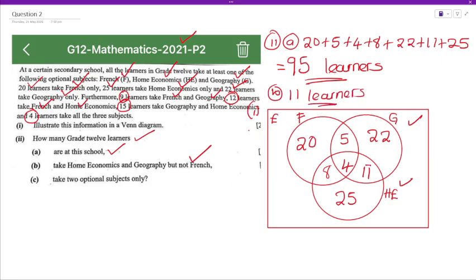Okay, these guys right there. Go to the next one. How many take 2 optional subjects only? 2 optional subjects only, we have the 5 there, 11 and 8.